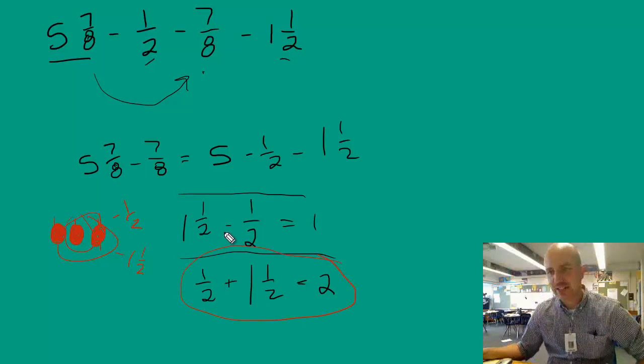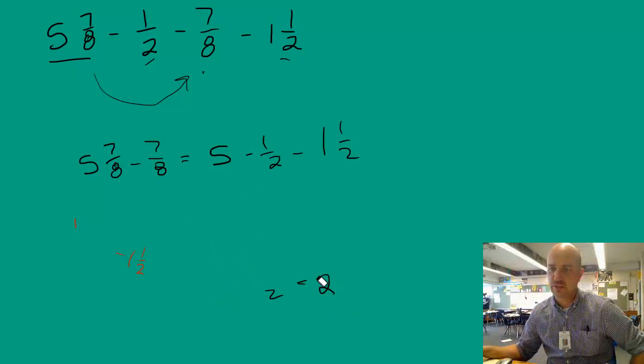When we do something like this, you're basically saying, well, I want to take away 1½, but take off a half of that first, then I really only want to take away 1, and that's not really what the problem is asking us to do. So in short, let me get rid of this messy part right here.